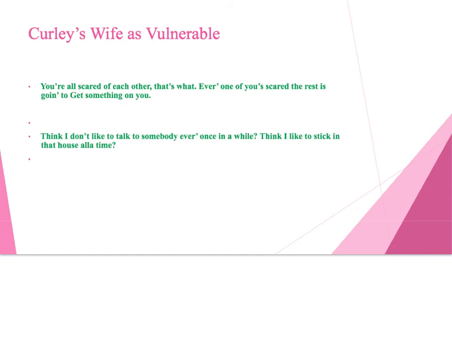In many ways, the ranch house men think they have nothing in common with Curly's wife, but they have so much in common. They are isolated, they are lonely, they are in need of an emotional connection, they are scared of the lives that they're leading, they are wanting an escape, and these are things that unite the two of them. "Think I don't like to talk to somebody every once in a while? Think I like to stick in this house all the time?"